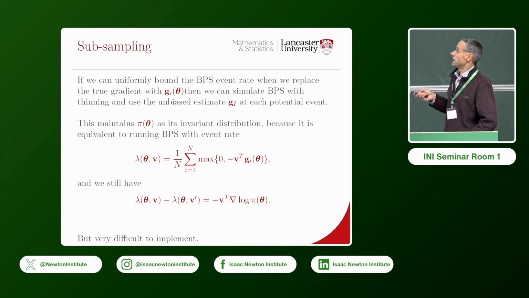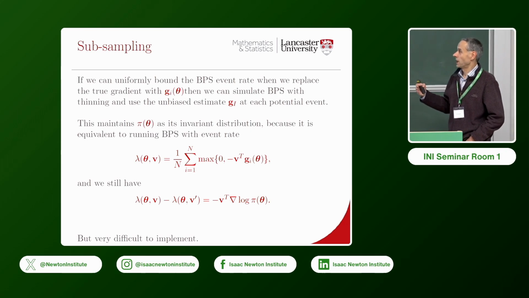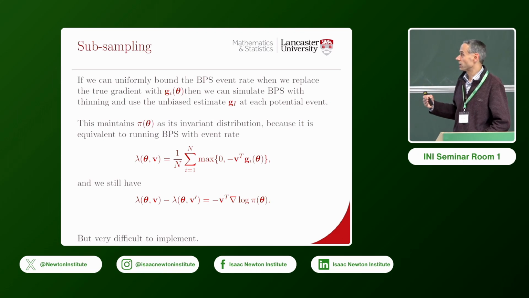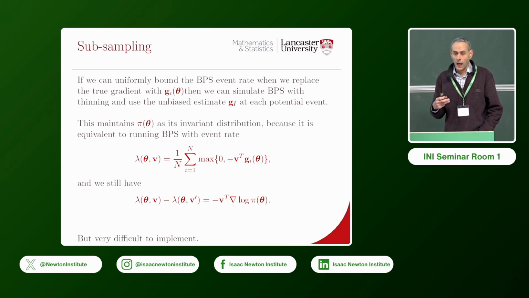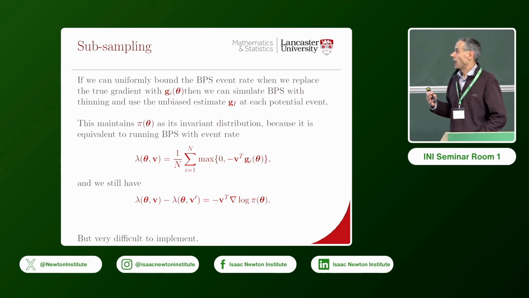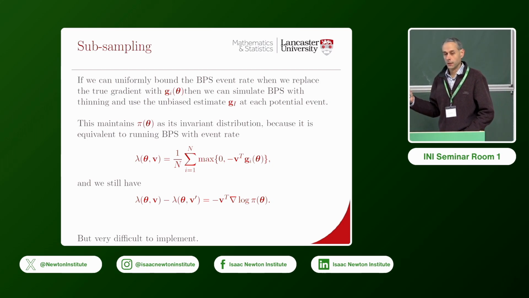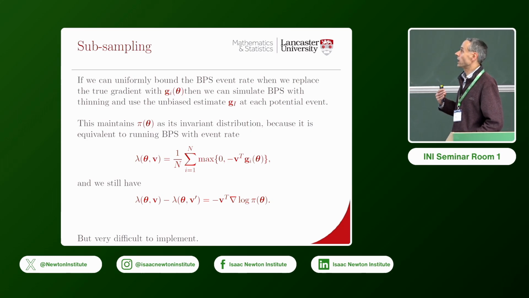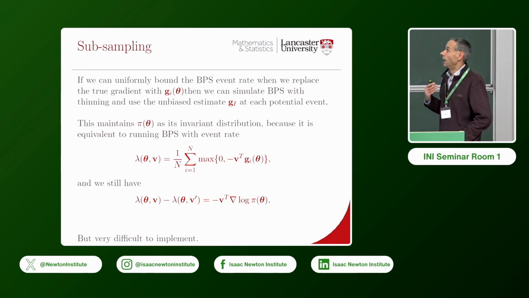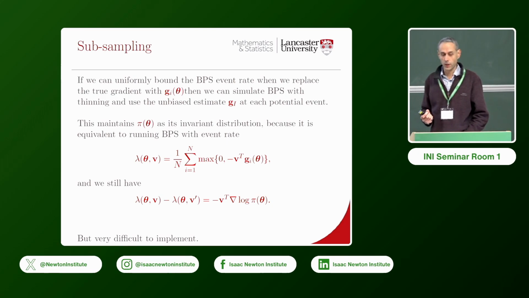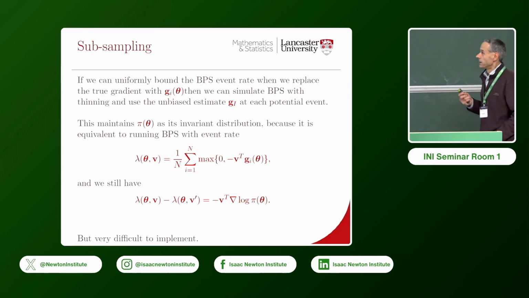sampler. So this is nice in the sense that you can use subsampling and still have an algorithm with samples from the true target, the true posterior pi of theta. And the computational benefit is that the computational cost per iteration is now of order 1 rather than order n, because in order to decide whether to accept or reject a possible event, you're just using this cheap estimate of the gradient rather than having to calculate the true gradient. Okay. The disadvantages.